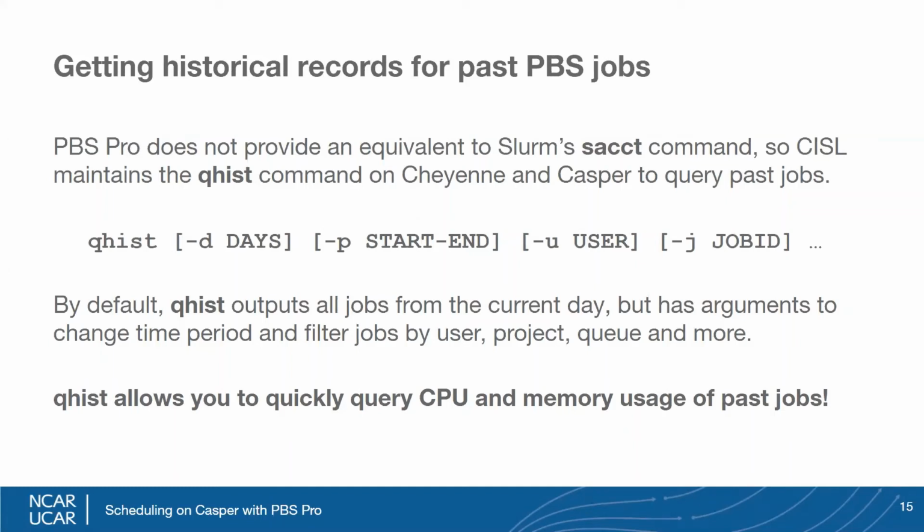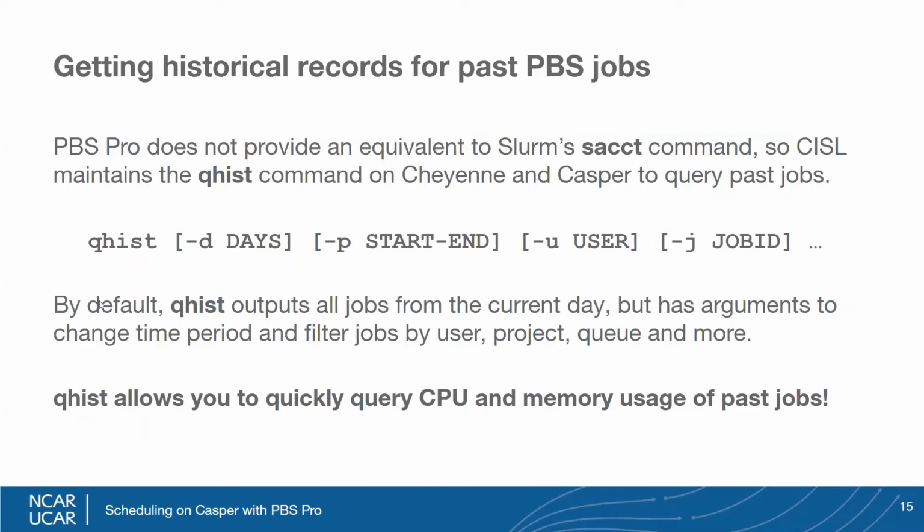Now, the thing about qstat is, even with that -x, it only provides you jobs in the last couple of days. PBS itself doesn't really provide an equivalent to Slurm's sacct command, and that's the command that Slurm has to query the accounting logs and get past historical records. So we've maintained this qhist command on Cheyenne and on Casper to query past jobs.